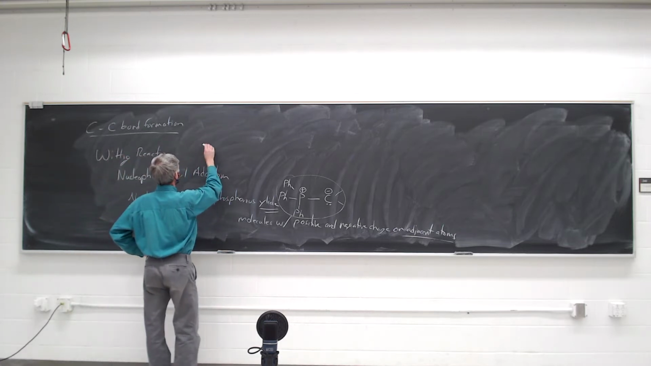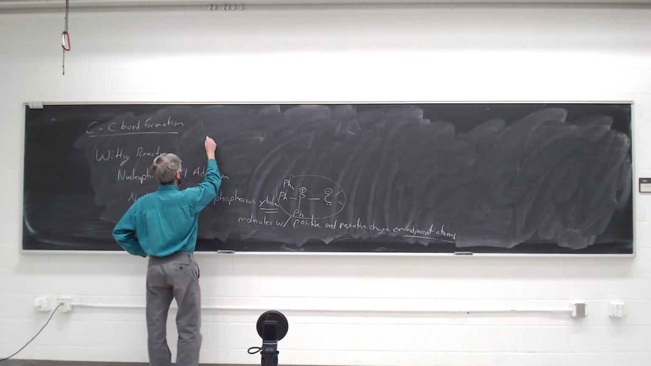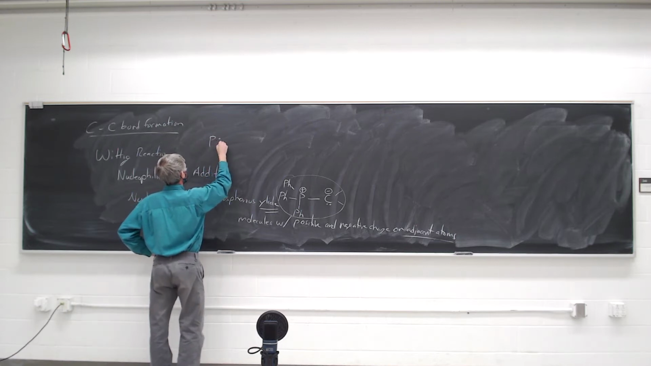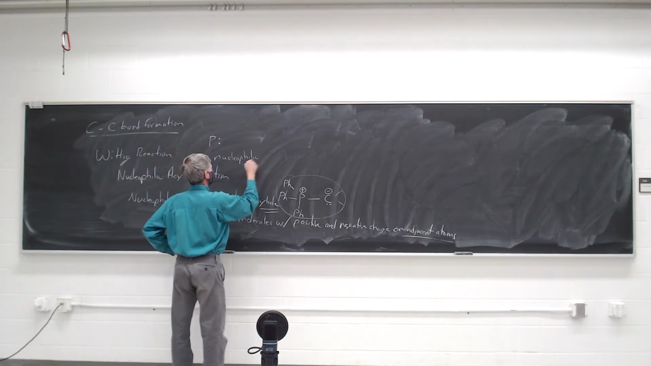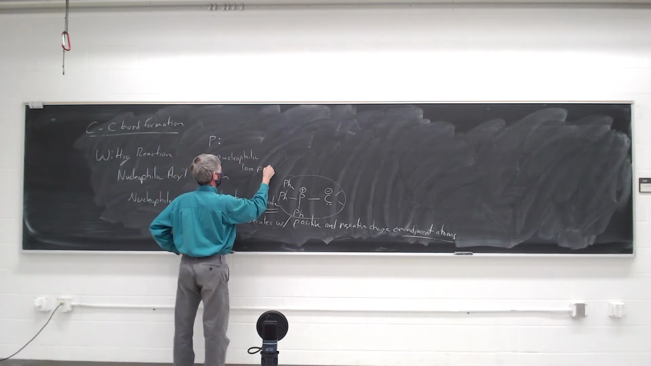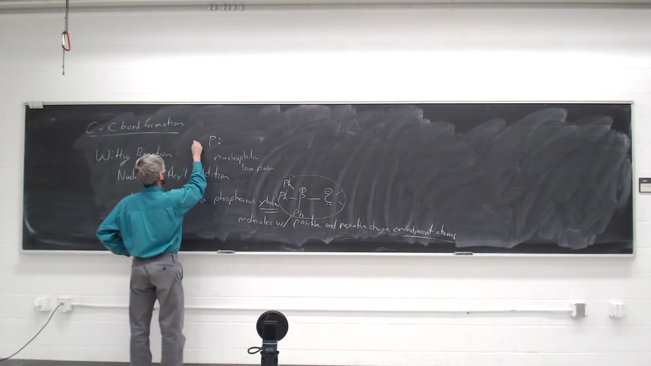So the initial step is to take that triphenylphosphine, because it has a nucleophilic lone pair, and react it with an alkyl halide.